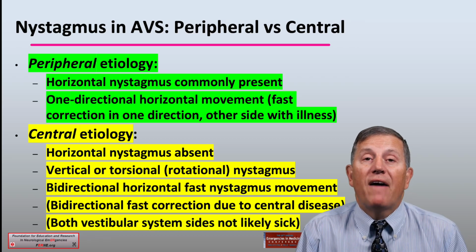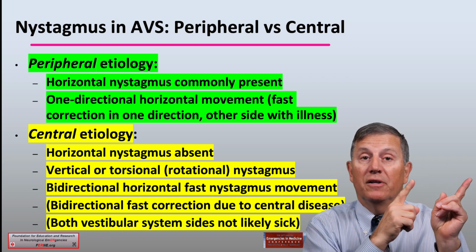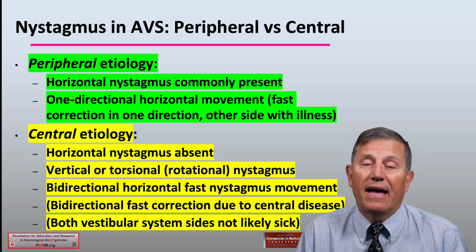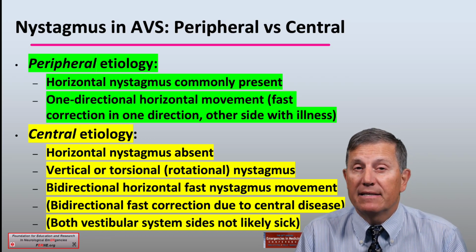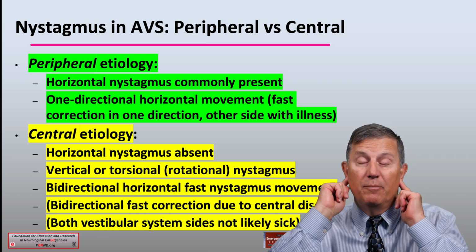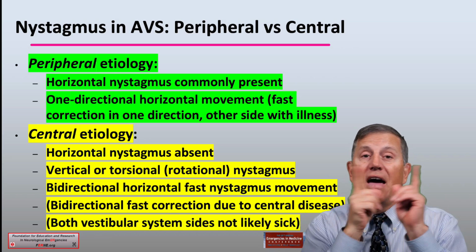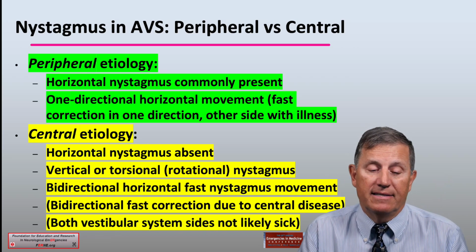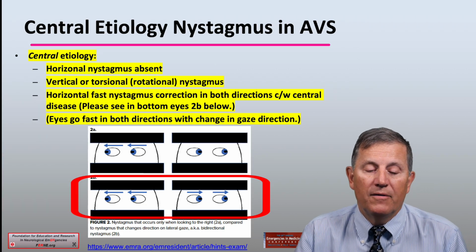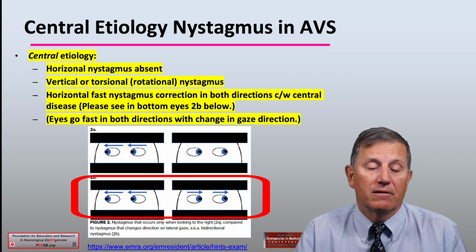Also, if the fast component is bidirectional, that is to say, fast correction to the left, fast correction to the right, bidirectional horizontal fast nystagmus movement should be considered to be a central etiology. Why? Because it's not likely that both vestibular systems are going to malfunction at the same time. So if you have fast correction to the left and to the right, consider a central etiology. This is a pictorial representation from the monograph we've discussed.